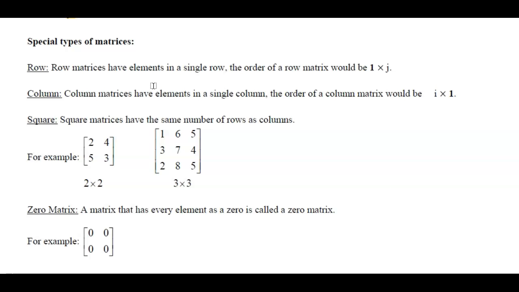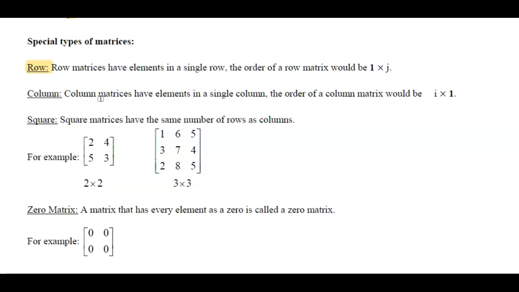All right, special types of matrices. Okay, we have row. As it says, it's just a row matrix. Okay, it's a single row. We don't have 2 rows, we don't have 3 rows, we just have 1 row. Okay, just one single row. You could have as many columns as you like. Okay, so that's what it means by the J. The J just represents the number of columns you have, but we can only have 1 row.